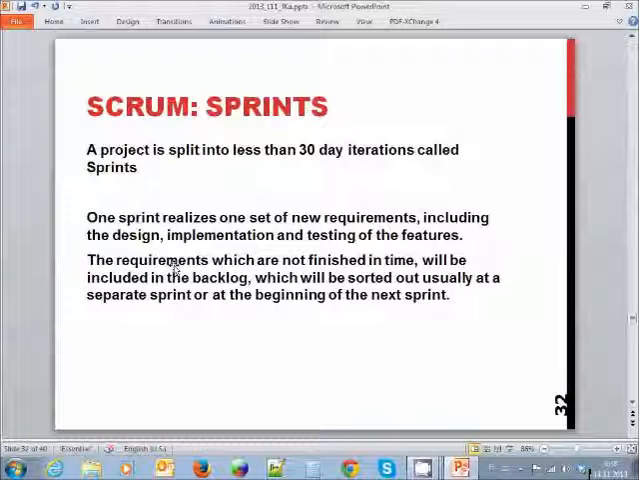So the requirements have to be gathered somehow, by interviews, surveys, or just making a game design document. But anyway, in one sprint we realize one set of new requirements. If they are not finished in time, they are included in the backlog, and there's usually at some point a separate sprint or separate iteration, which is only taking care of things that are unfinished or problematic.